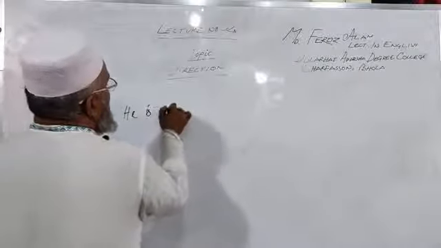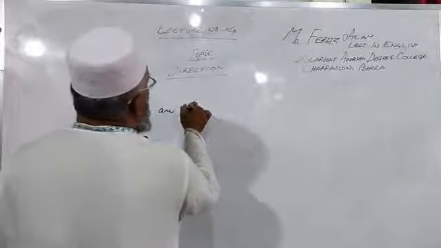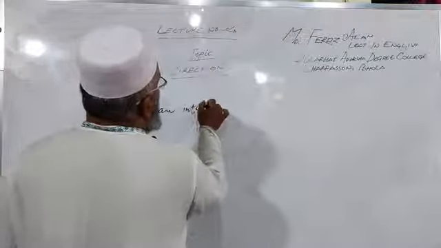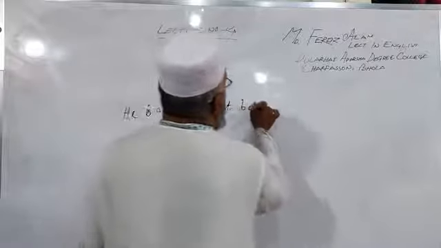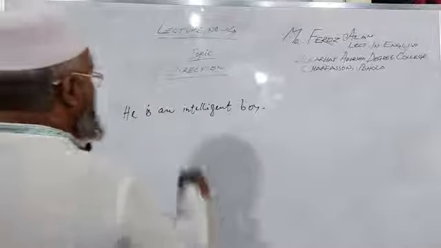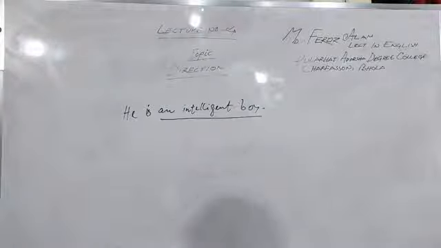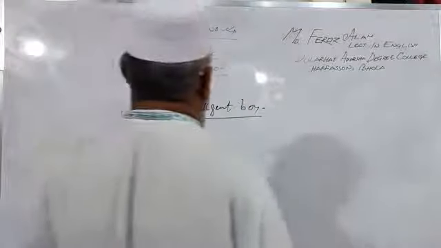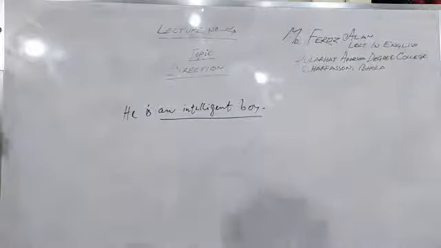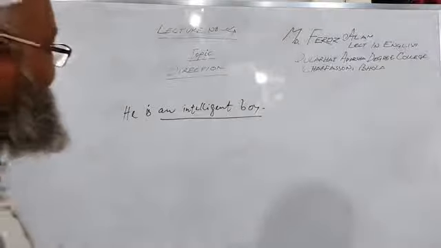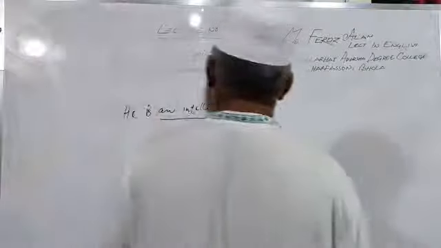In this way, he is an intelligent boy. This is noun phrase, and this is simple. And in this situation, how to go in complex? There you have to make it by the help of relative pronoun.